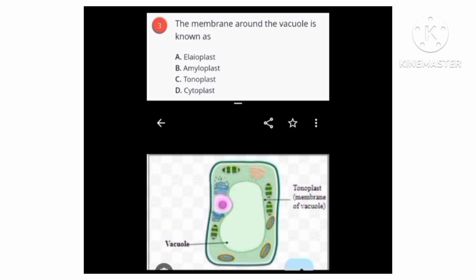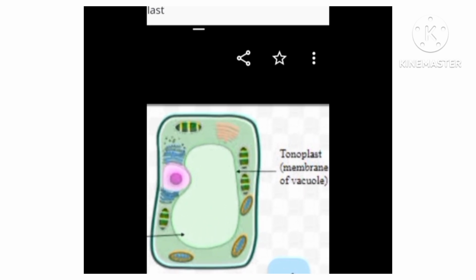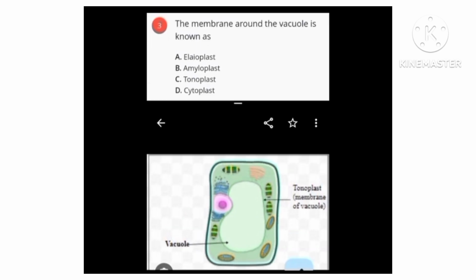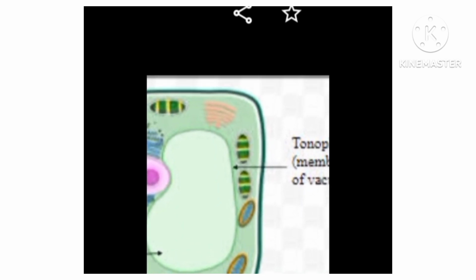So this question says, the membrane around the vacuole is known as, is it A, alloplast? B, amyloplast? C, tonoplast? D, cytoplast? The answer to the question is tonoplast, because tonoplast is the main part of the vacuole. So that's the answer. And if you look at this picture, it's well depicted how tonoplast surrounds the vacuole.